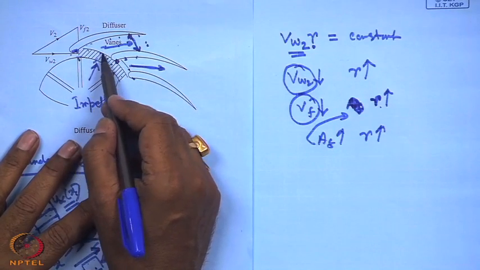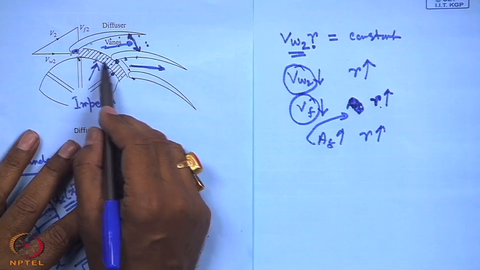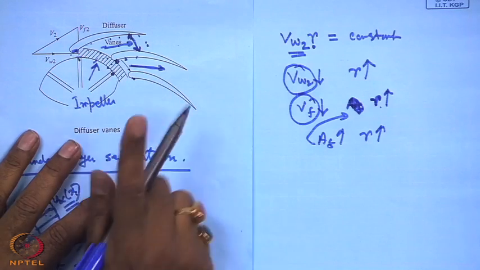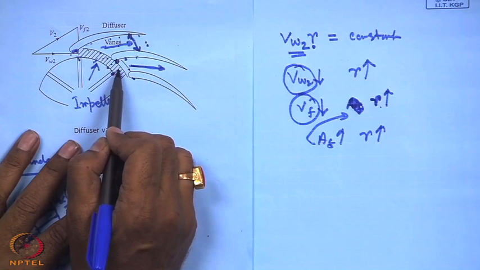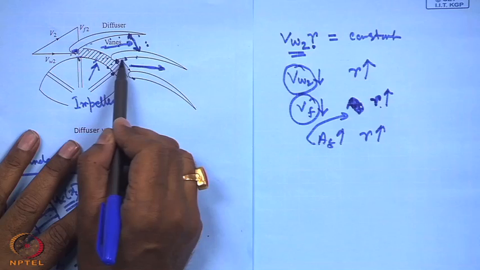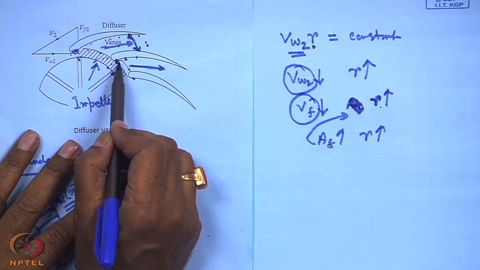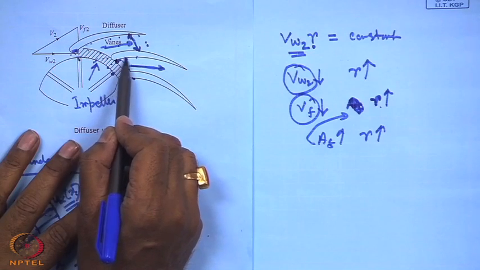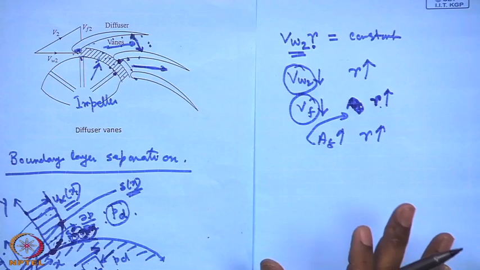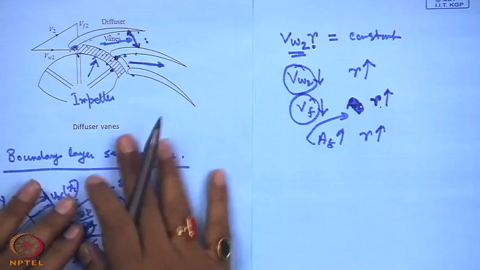As a whole, the absolute velocity decreases. So, a diffusion takes place. Therefore, the Mach number is reduced, but at the same time, this vaneless space has to be designed in such a way that it is in conjunction with the inlet angle of the diffuser vane, so that finally the absolute velocity direction should match the diffuser vane. This is almost all about the design of the diffusers.